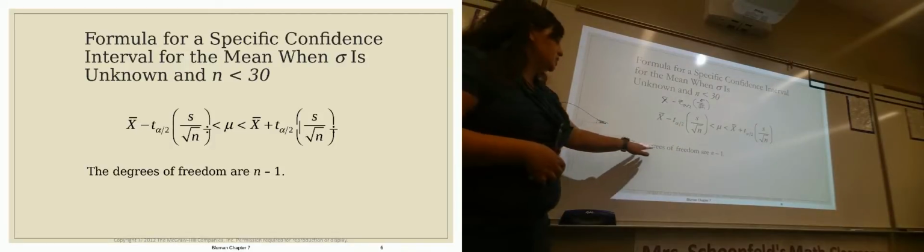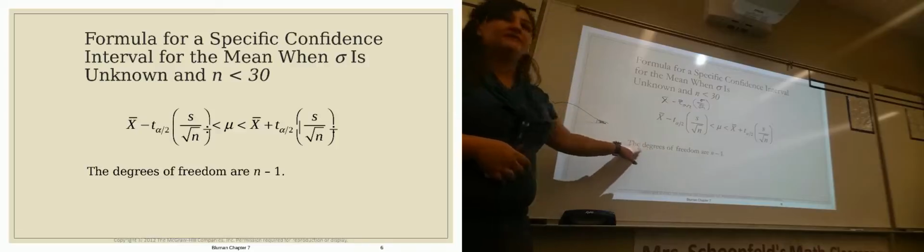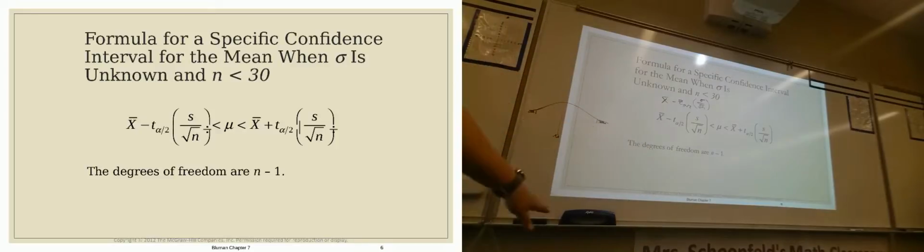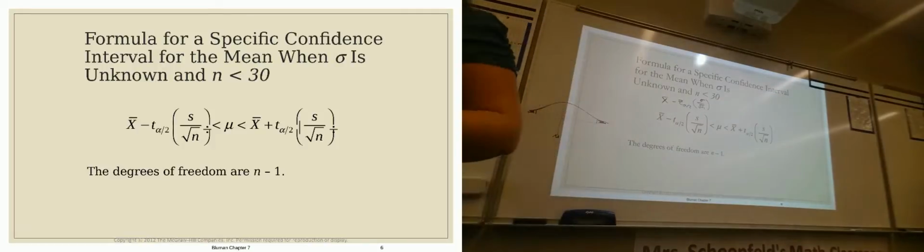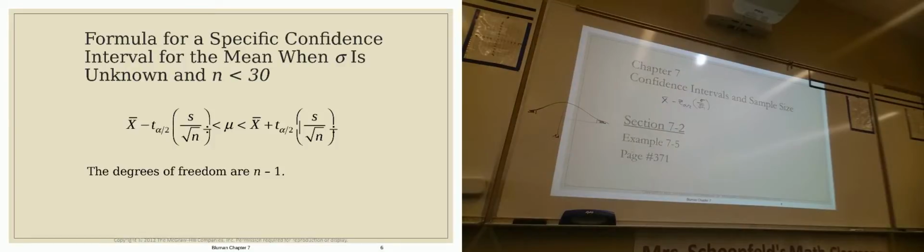Anytime we need to know df, remember, df is something we just have to find on that chart. It's not in the formula, but it's used to get something. Degrees of freedom are n minus 1.